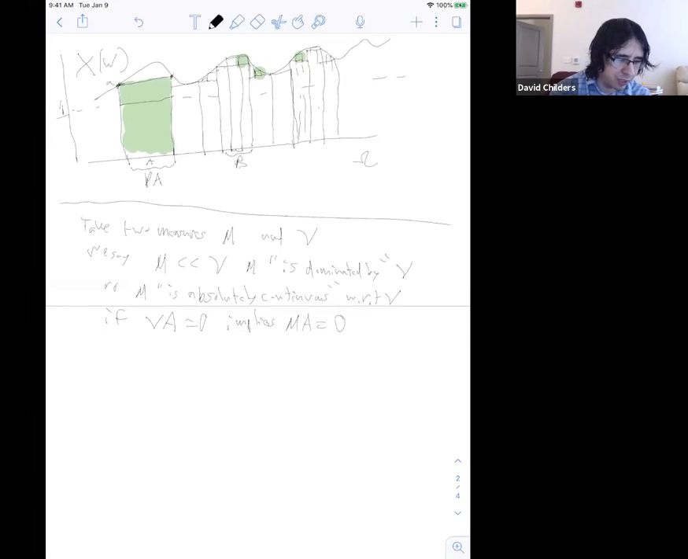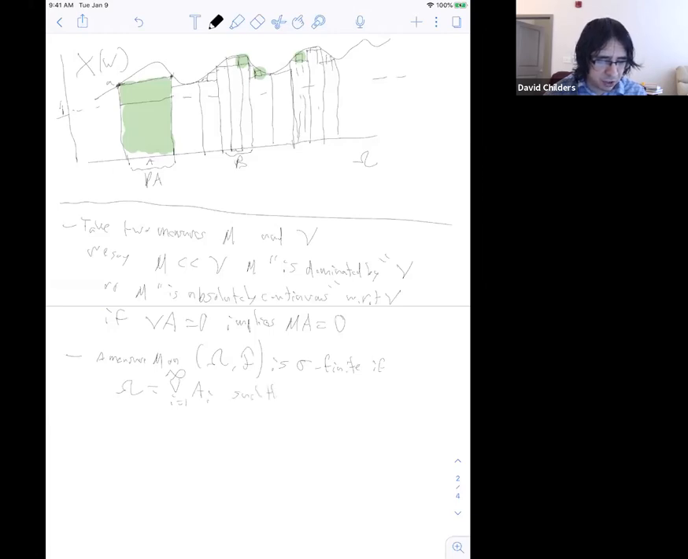And so we need one more condition to define this. These are sort of preliminaries. We say a measure mu on a space omega F is sigma finite if omega is the countable union of sets A_i such that mu of A_i is finite for all i.